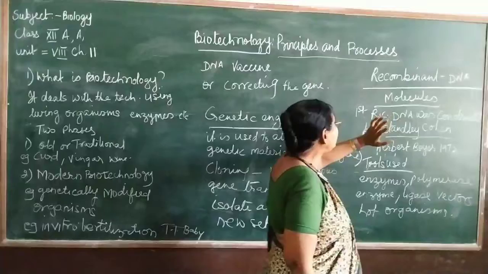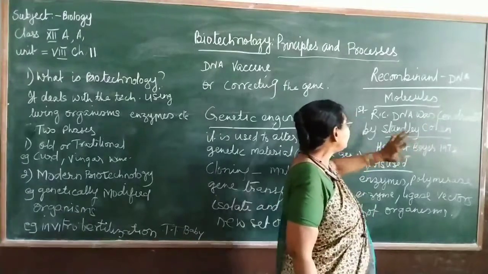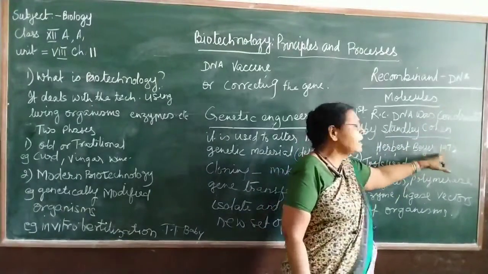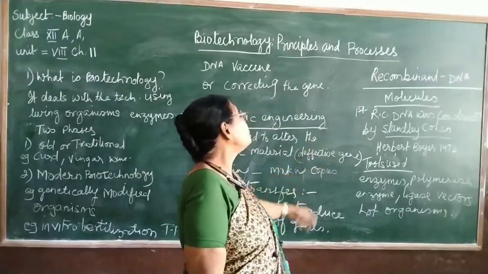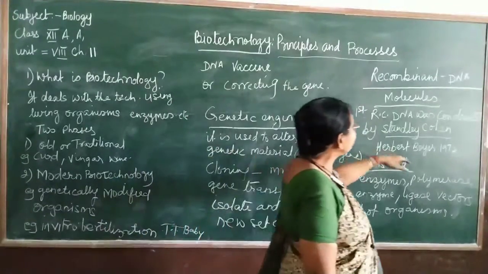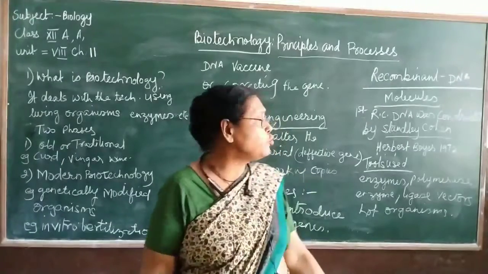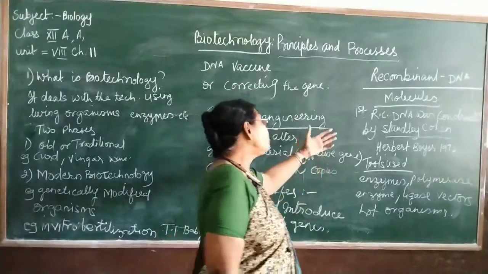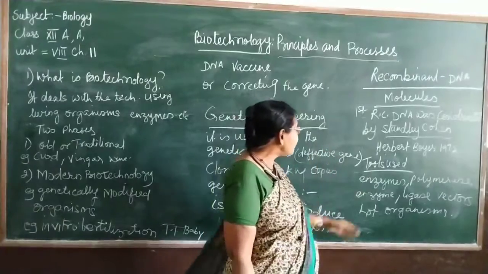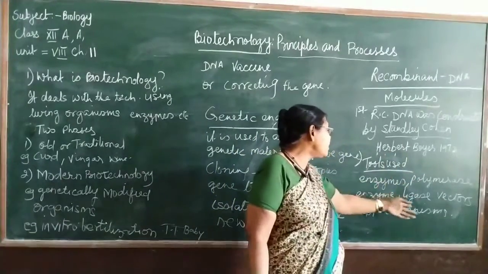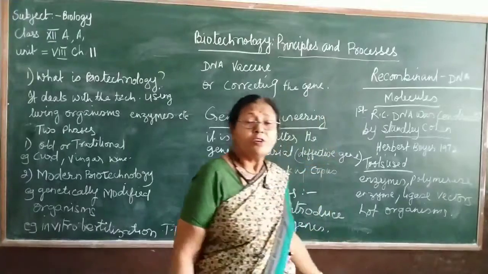Now, recombinant DNA molecule. What is it? The first recombinant DNA molecule was constructed by Stanley Cohen and Herbert Boyer in 1972. Then, what type of tools are used for this gene recombination, DNA recombination? They are enzymes, polymerase enzymes, ligase, vectors, and other organisms.